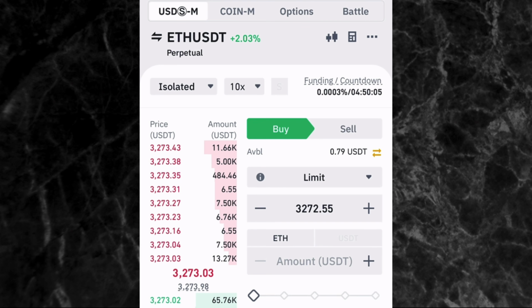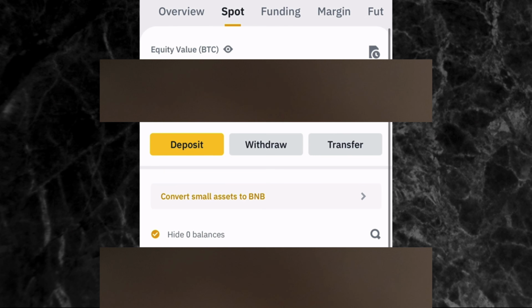Now the first thing you need to do is to deposit USDT to your futures wallet. Now to deposit money into your futures wallet, you need to go to your spot wallet, and make sure you have USDT in your wallet. Now, in case you don't know how to buy USDT on Binance, I have a tutorial video on how you can deposit money and buy USDT on the app. I'll put the link to that video in the description of this video, so make sure you check it out.